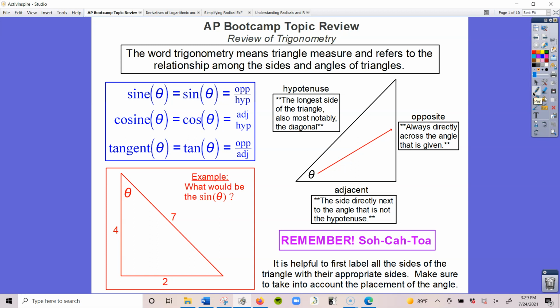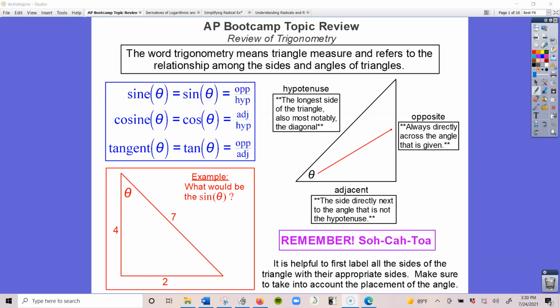In this particular lesson, we're going to review some of the topics that I won't necessarily have time to go over in depth throughout the year, but that you are expected to know. So first, we're going to begin with the basics of trigonometry, which, if you took pre-calculus with me last year, a lot of these slides are going to seem very familiar.